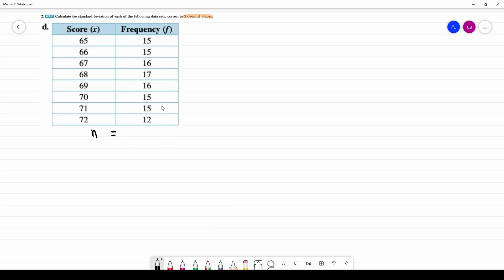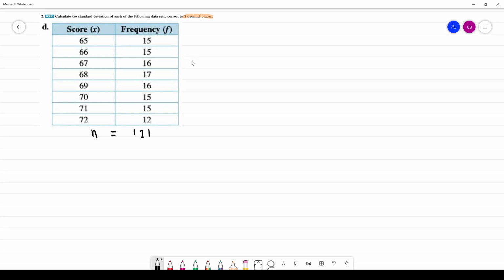Alrighty. So n is just going to be the total of all of these frequencies here. So we just need to add them all up. And if you add them all up, you will get 121. Next up, we need to work out the total of all of our scores.